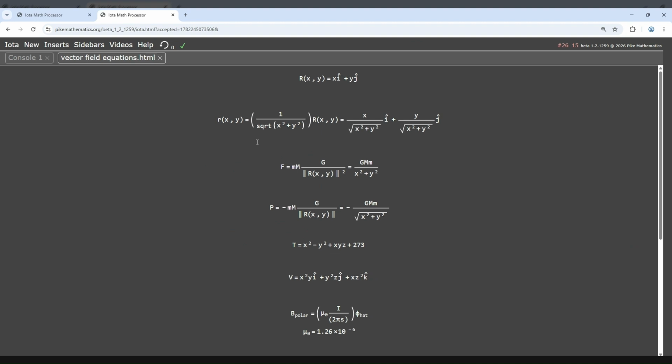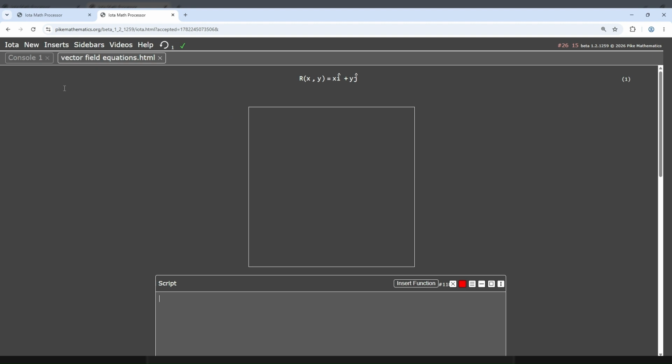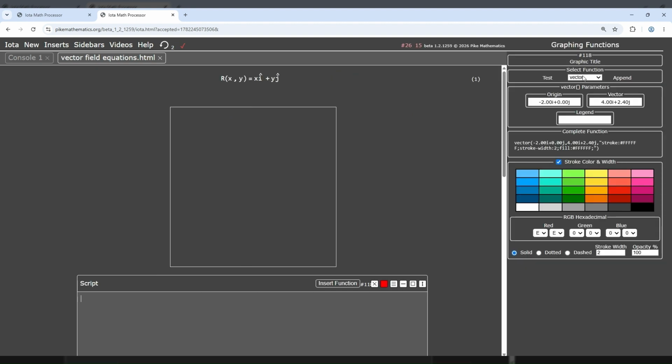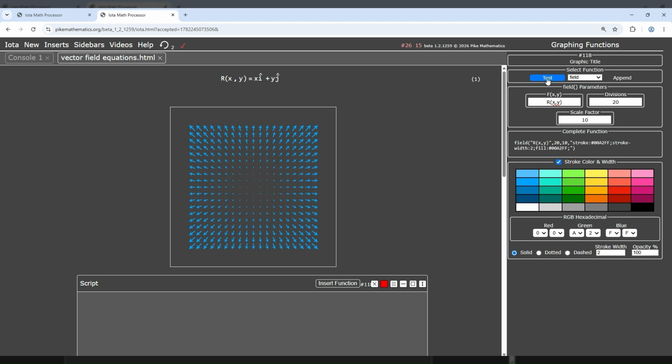I typed out all these equations already, just to move things along a little more quickly. Look at this vector field big R. Let's go ahead and graph that, see what it looks like. And select field, big R of x and y. Change the color for fun. And there's our vector field. And again, I'm going to use divisions of 10 and 2 for the scale factor. Let's see what we get.